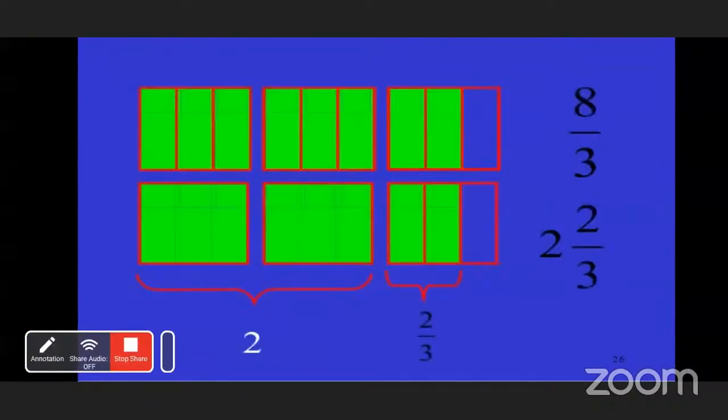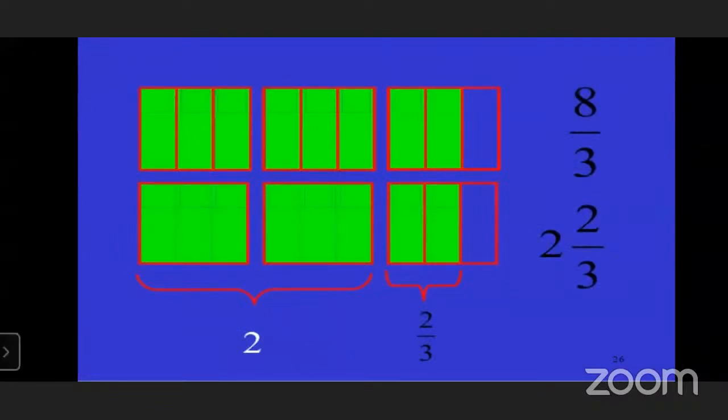See here, read the improper fraction. 8 upon 3. Yes.